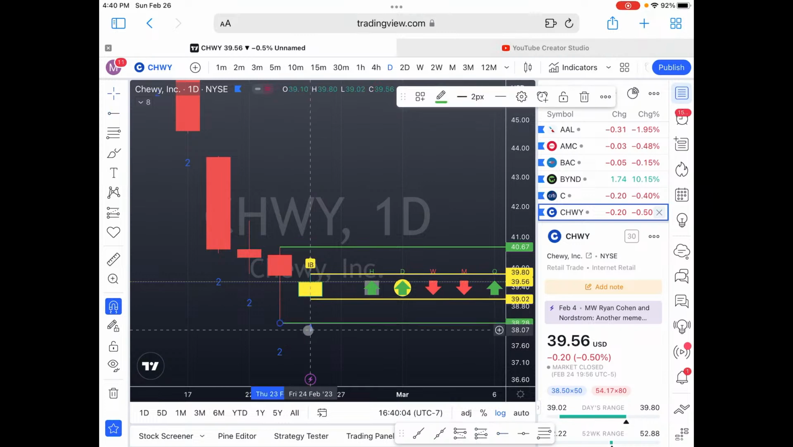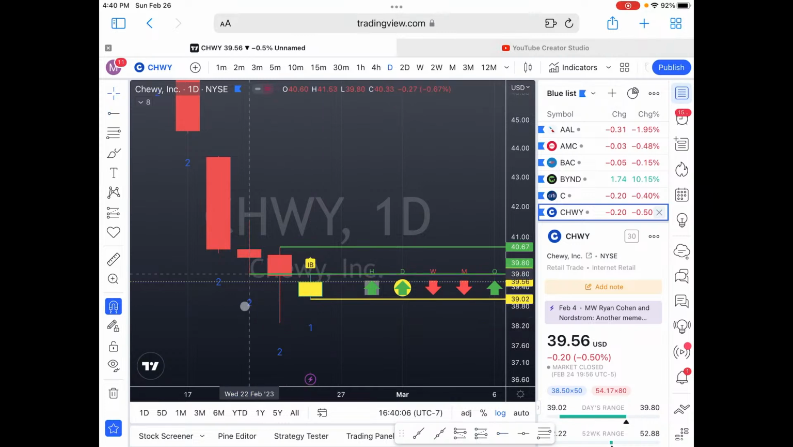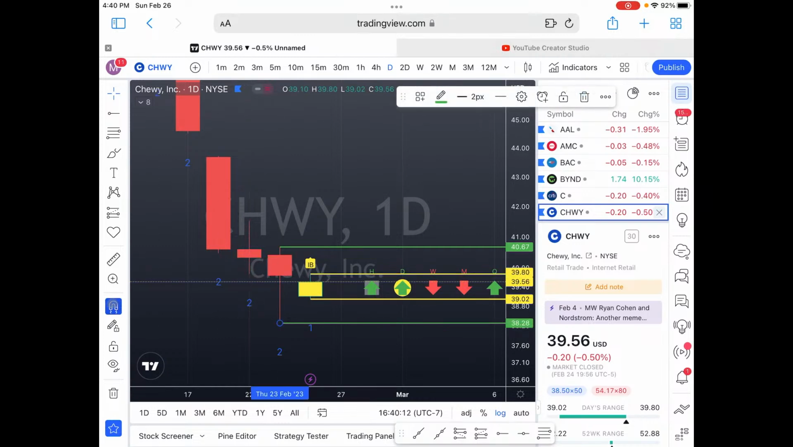If you guys are wondering how these go, like to do this automatically, and they just go to the wicks or the bodies, on the left-hand side of the screen, there's this little magnet here. That's what will do that for you guys, okay?